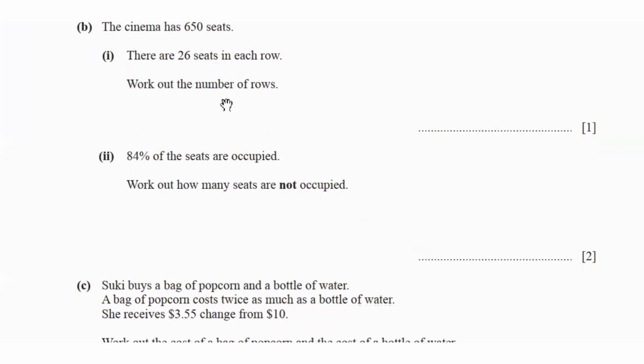Part B says the cinema has 650 seats. There are 26 seats in each row. Work out the number of rows. Simple, you divide 650 by 26, and that is going to give us 25.